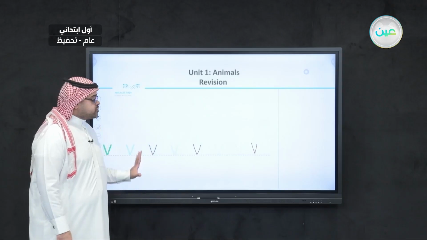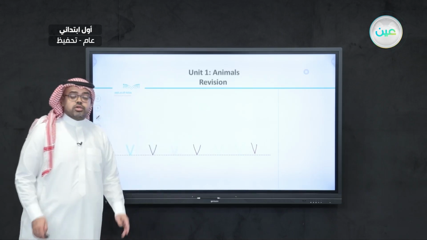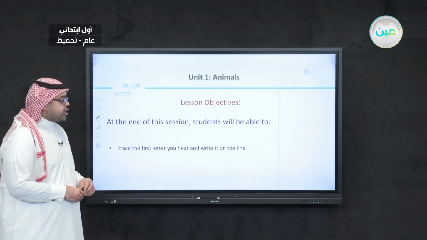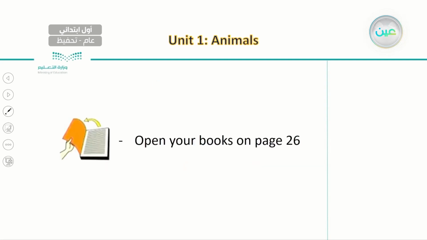And also after finishing all the tracing, at the end, we wrote these letters on our own. So now let's get to know our objectives in today's lesson. At the end of this lesson, we hope that you will be able to trace the first letter you hear and write it on the line. As we did with the previous semesters, here we have a set of words or letters that we need to trace.